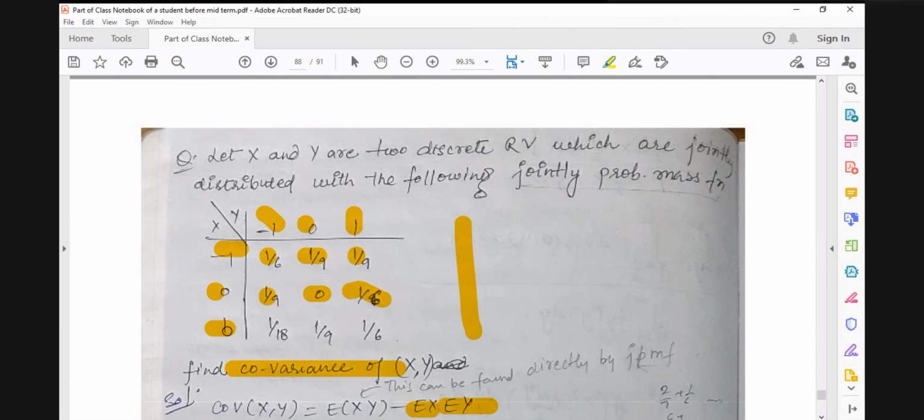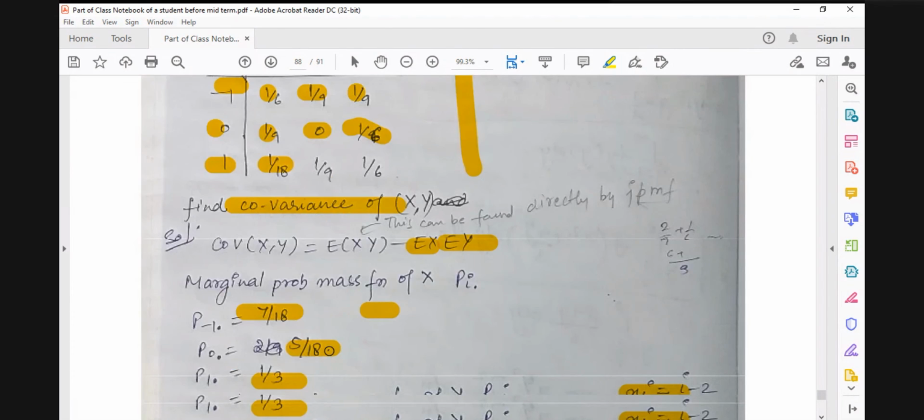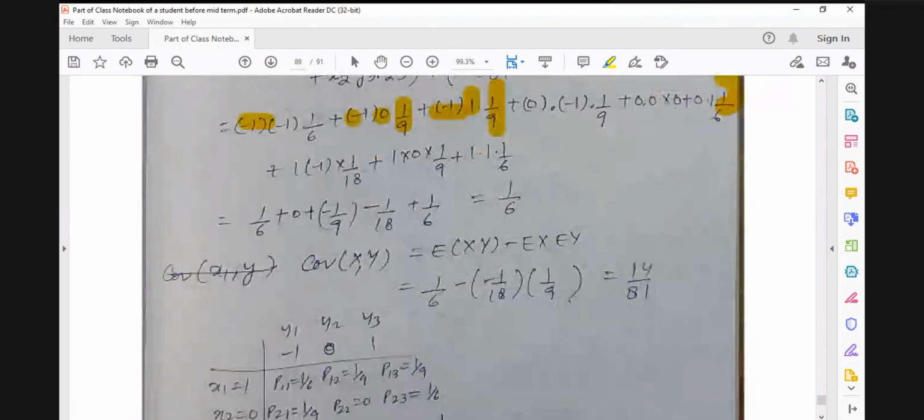x equal to 1 and y equal to 1, you multiply and that's the probability. So like this you will do, then you can easily run your double index summation over these, and finally you have this as your result.